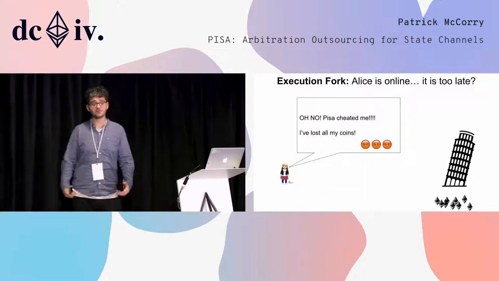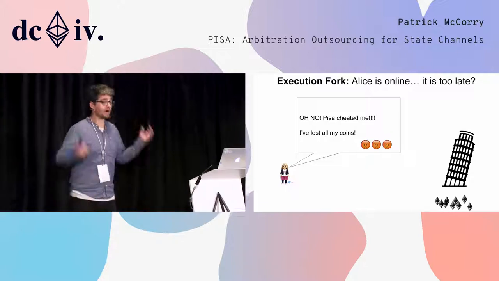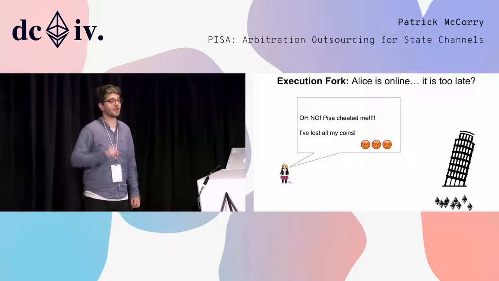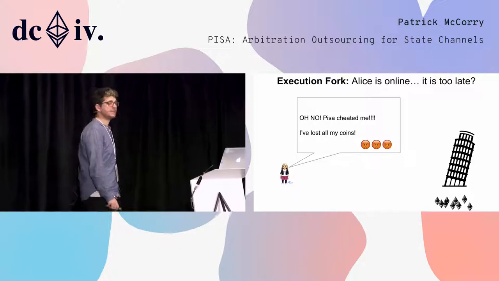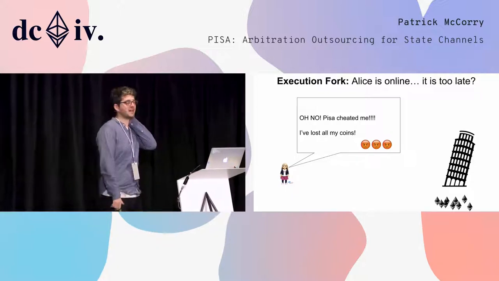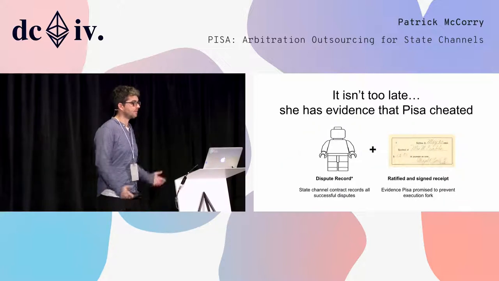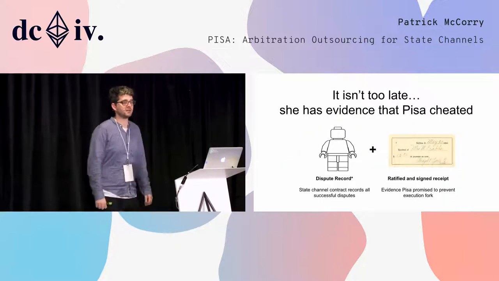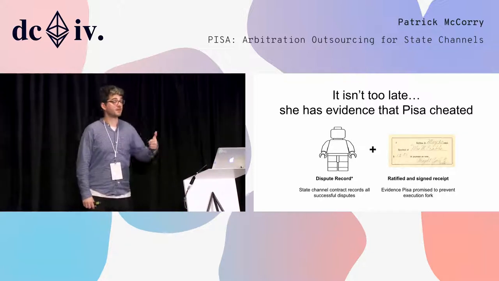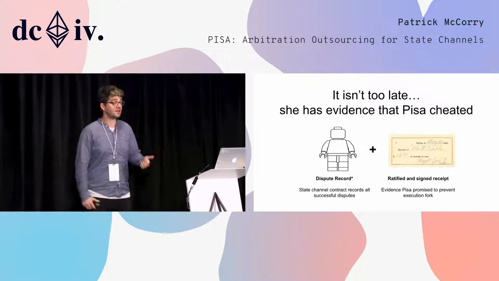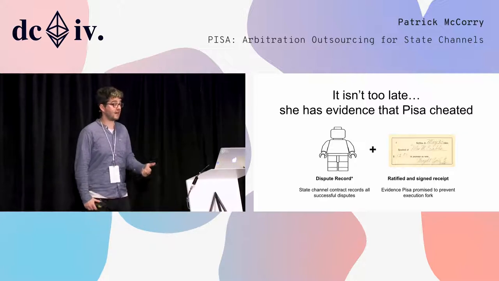Alice wakes up, and she's really angry. She's like, wow, PISA cheated me. I thought it was accountable. I thought PISA would never cheat me. So is it too late for Alice? Is there anything Alice can do about this? Well, there is. This is the accountability part that's quite important. Alice has the signed receipt from the tower, the third party, that they agreed to watch the channel on her behalf.